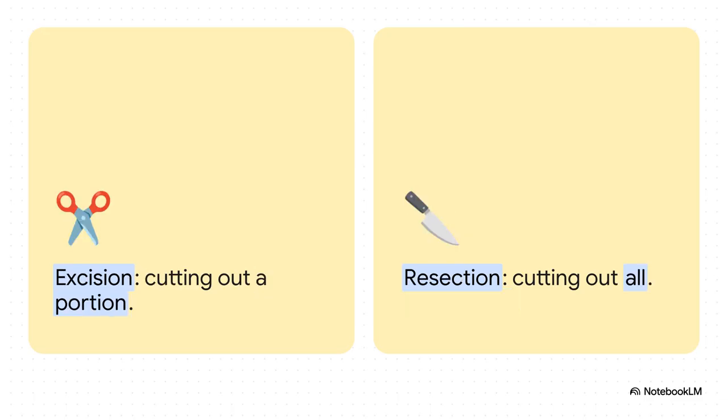Similarly, we have got to be incredibly precise here. Excision means cutting out a portion of a body part without replacement. Resection means cutting out all of a body part. Never ever assume which one it is just based on a physician scribbling -ectomy on a chart. We all know doctors can be a bit creative with their suffixes. You absolutely must read the operative report to verify the true intent.